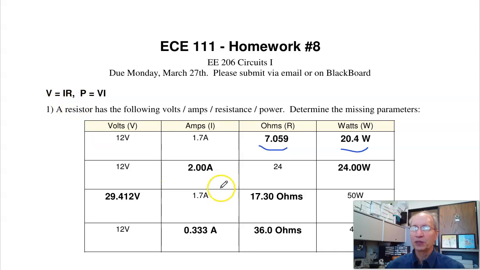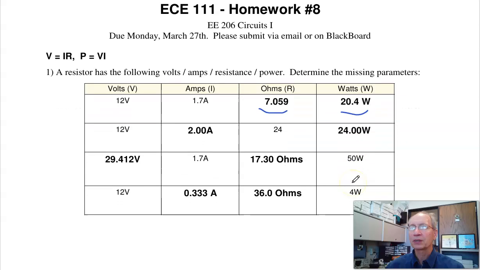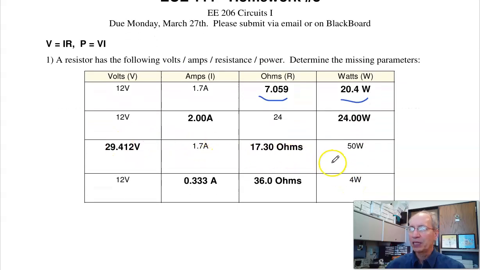It's 12 volts and 24 ohms. Volts divided by ohms gives you current, 2 amps. Volts times amps gives you power, 24 watts. If I have 1.7 amps at 50 watts, watts divided by amps gives you volts, 29 volts. 29 volts over 1.7 amps is 17 ohms. And 12 volts, 4 watts, power over volts gives you amps, 0.33 amps. Volts over amps gives you ohms, 36 ohms.